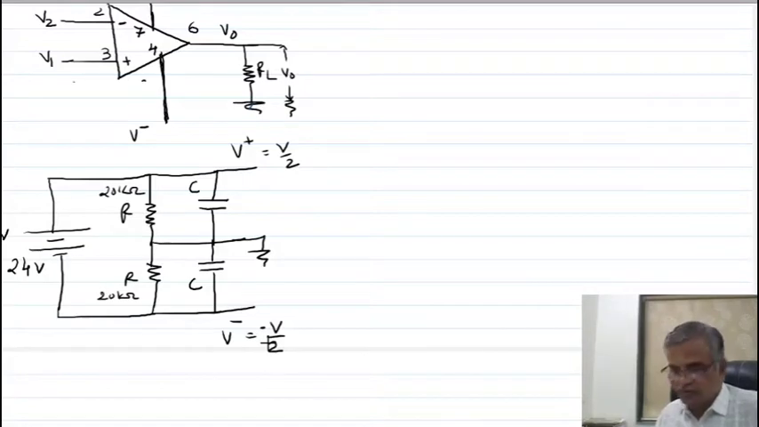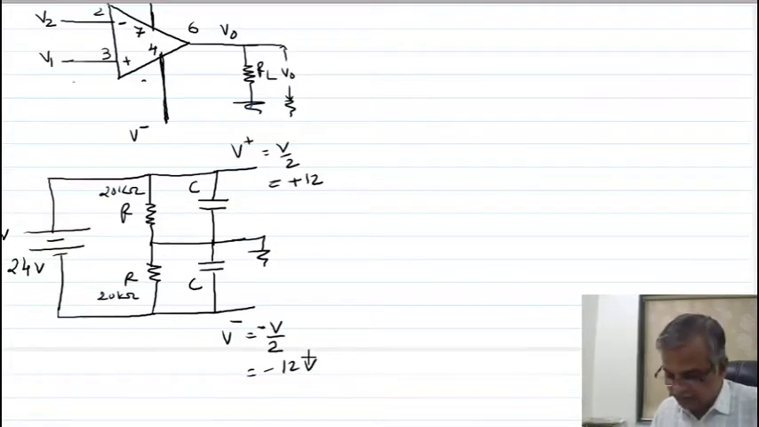So in this way, with this connection, you can get plus or minus 12 volt power supply from only a 24 volt power supply, and this connection can be made here. This is your ground line.